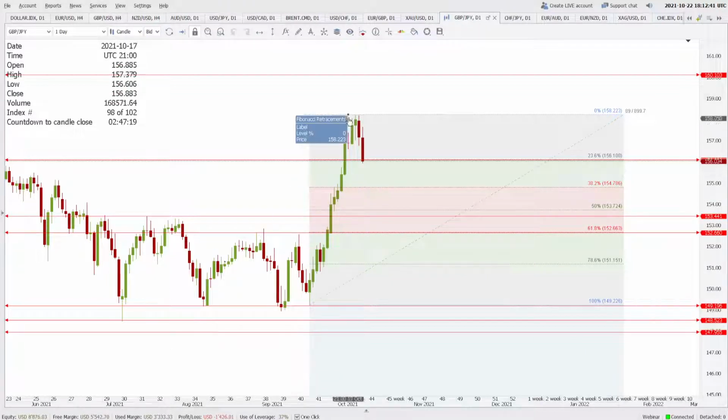But do you want to catch this falling knife? You want to buy this? I don't think it's a good idea, so just stay away from this market. Okay, don't sell a bull market.